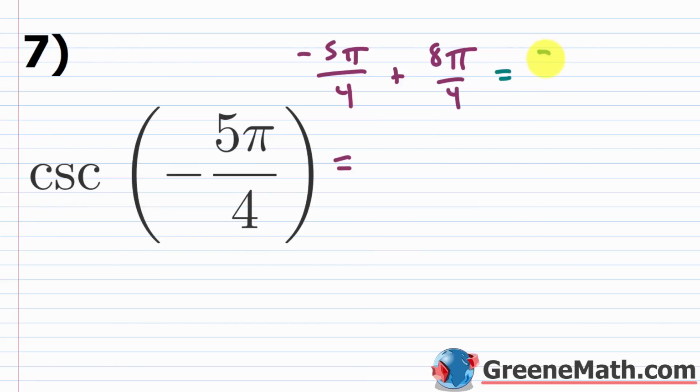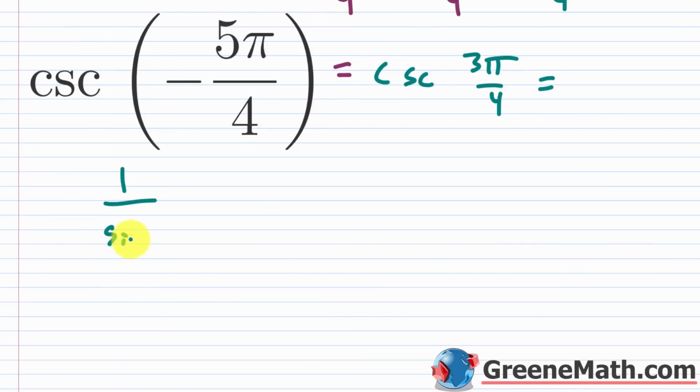And so this is going to give me 3 pi over 4. So let's say this is equal to the cosecant of 3 pi over 4. And what is the cosecant? It's 1 over your sine. So this is 1 over your sine of 3 pi over 4. So let's figure out what that is from the unit circle.